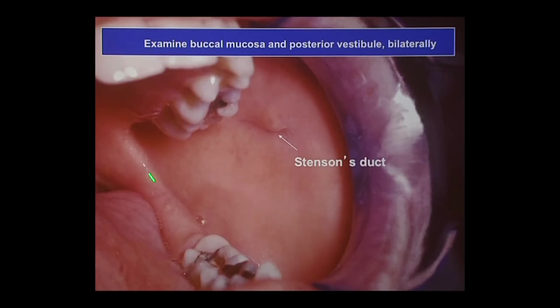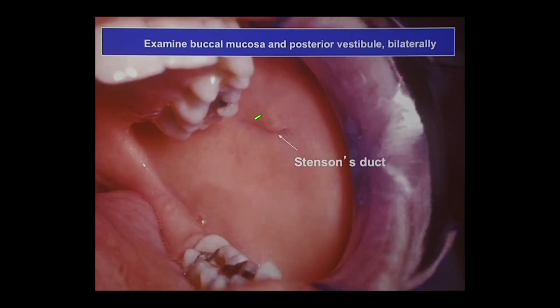So this here inside, this is the buccal mucosa, the inside of the cheek. And right here, you see what looks like this little tissue tag. That's what we call the Stenson's duct. And it's basically the duct that brings out the saliva from the parotid gland. And sometimes that can be quite prominent.